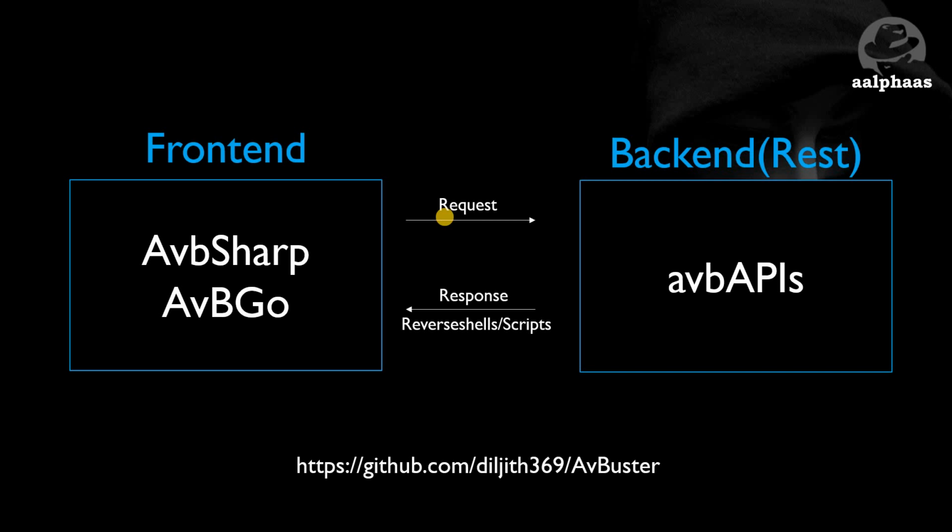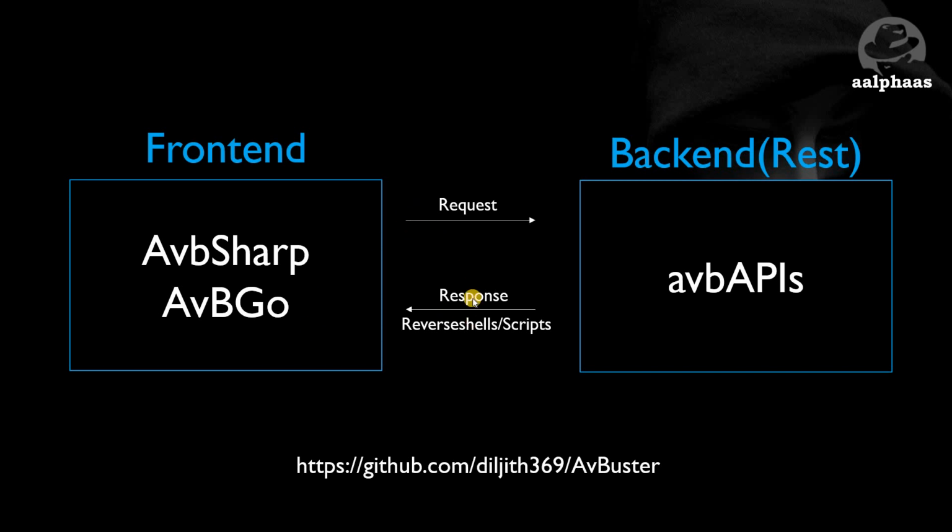Now it's a bunch of APIs that will help you to create the binaries, and you can use two different front-end applications. One is AvBSharp and the other one is AvBgo. AvBgo is the same as AvBuster, but the only difference is that the logic of binary creation will happen using the APIs, and the same for AvBSharp. It's a C# WinForm UI application.